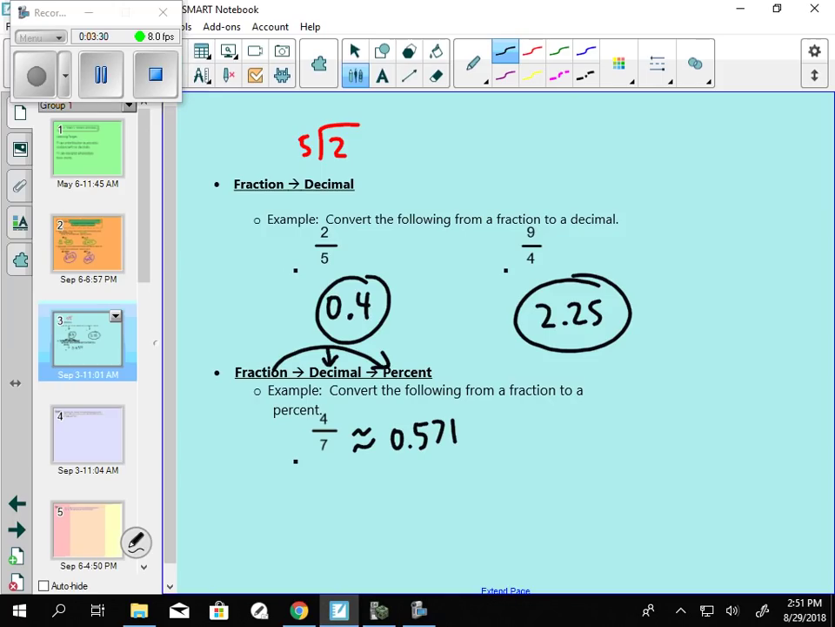Now if we take that and convert it to a percentage, we know about what percentage that is. So we could times by 100 or use our little trick of moving it over 2 times, and 4/7 is approximately equal to 57.1%.